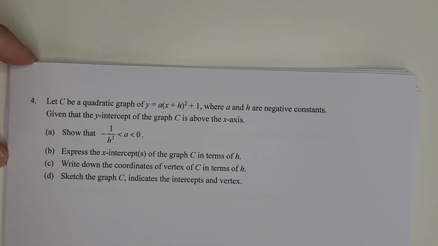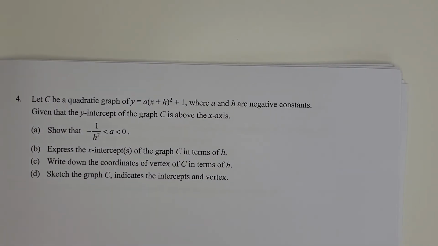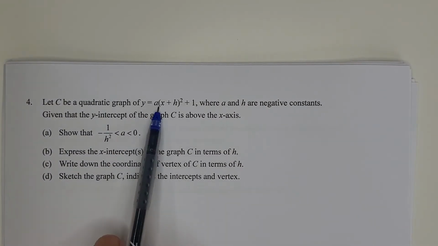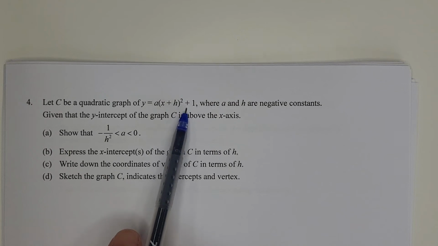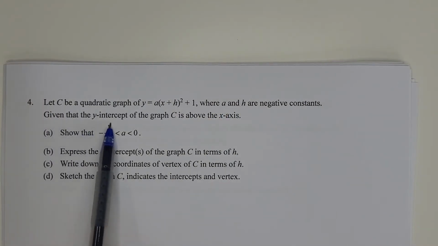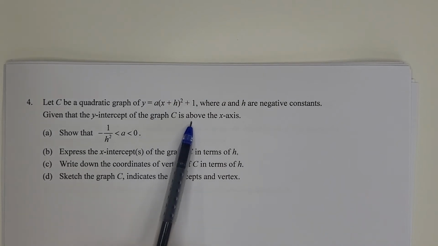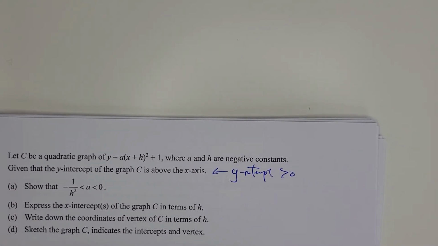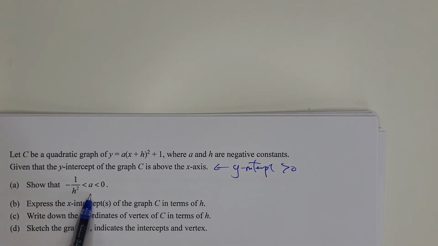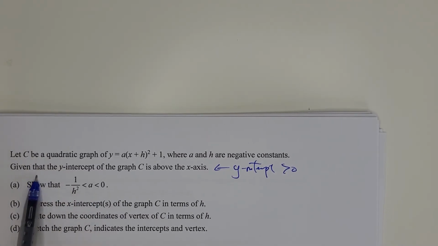There's the question about the quadratic graph. Let C be a quadratic graph of y equals a bracket x plus h bracket squared plus 1. a and h are negative constants. It is given that the y-intercept of the graph C is above the x-axis. That means the y-intercept is a positive number. Okay? So part A, show that this one. You can see something related to a and h. So we use this condition.